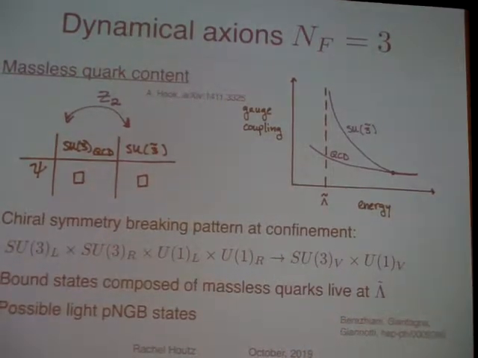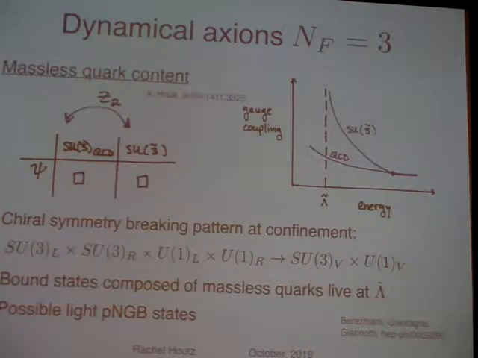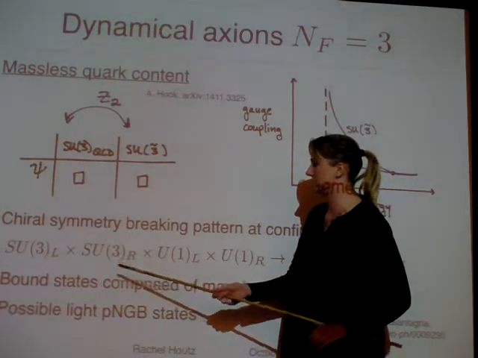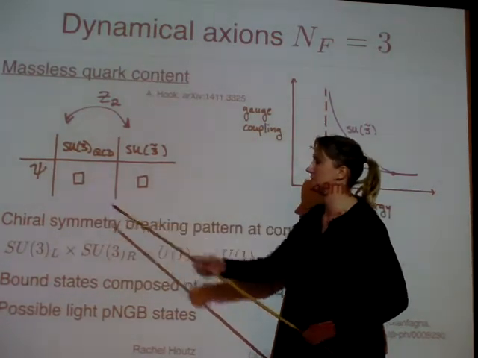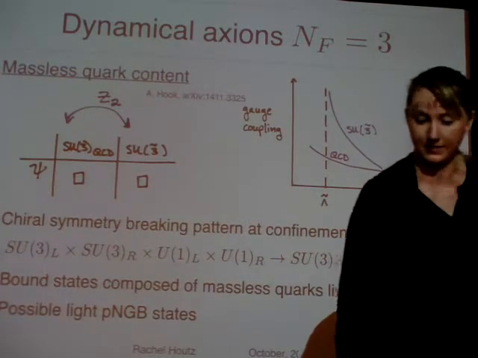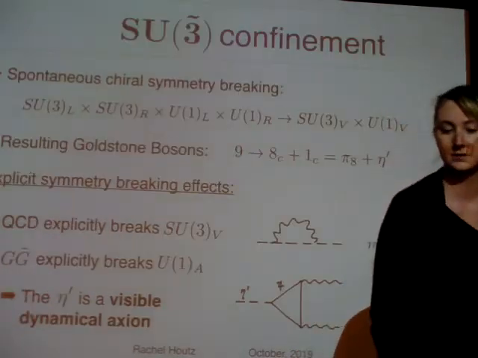So what happens when his SU(3) tilde confines? You have a chiral symmetry breaking pattern at confinement, and that means there are a lot of bound states composed of massless quarks. This chiral symmetry breaking is U(3) right cross U(3) left, because there are three flavors from the point of view of SU(3) tilde. And so you have a lot of bound states, but then you have to think about what the possible light states are, what the Goldstone boson states are, and what masses we would expect them to have based on symmetry arguments.